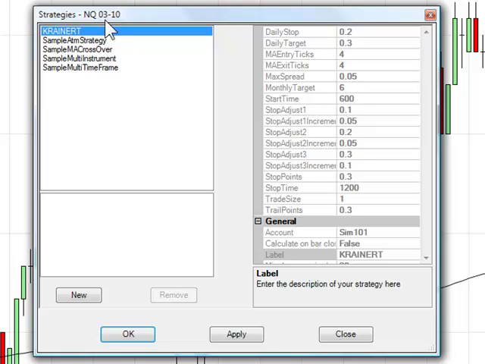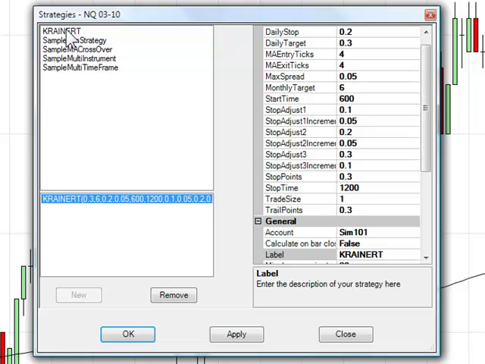KRAINERT is already highlighted. And what I would do is I just have to double click on KRAINERT, and once I have double clicked on KRAINERT, you will see the KRAINERT now moves to the lower window in that area, and it just means that you are now ready to actually adjust the parameters for the NQ trading strategy.